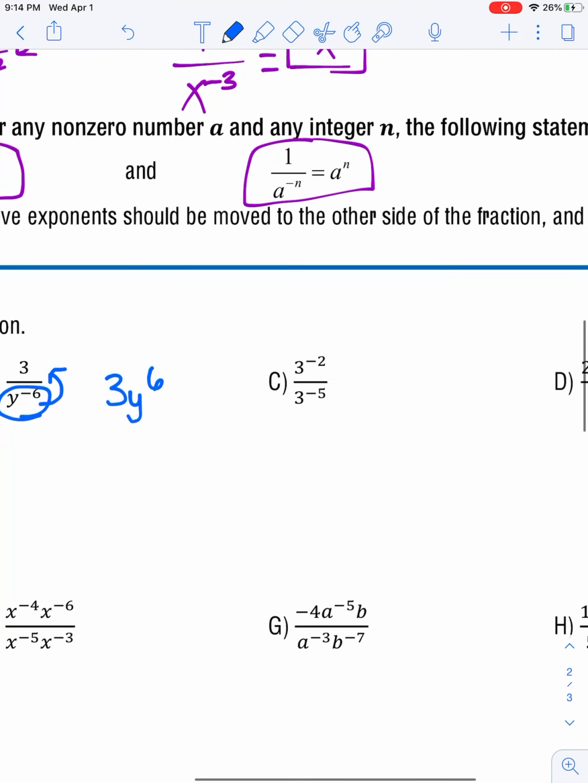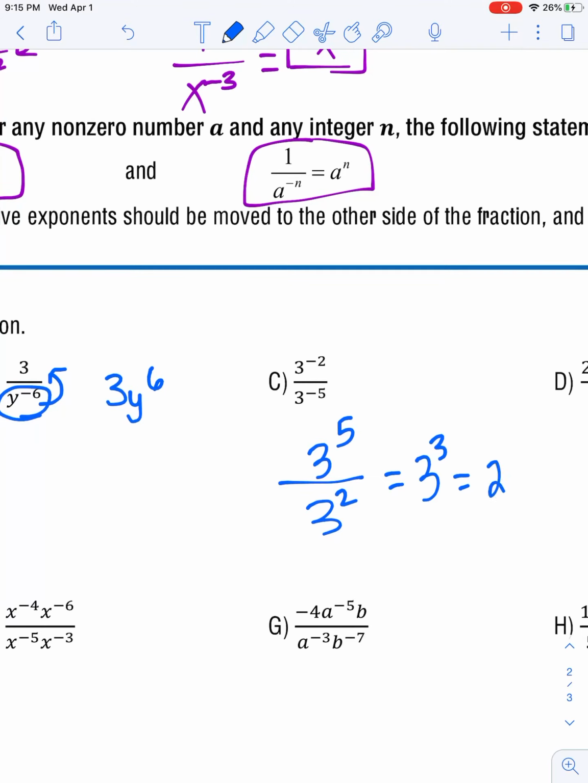Part C, I'm going to rewrite both of these. The 3 to the negative 2, I'm going to move to the bottom and make it positive. 3 to the negative 5, I'm going to move to the top and make it positive. Now when I have a division problem with powers that have the same base, I can just subtract the exponents. 5 minus 2 is a 3, and 3 cubed is 27. The other way of thinking about it is you have 5 3's on top and 2 3's on the bottom. If you cancel 2 on top with 2 on the bottom, you're left with 3 3's.